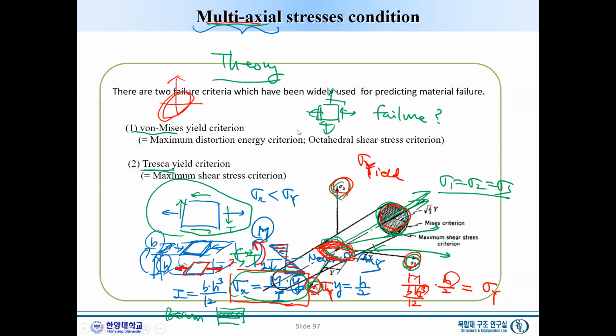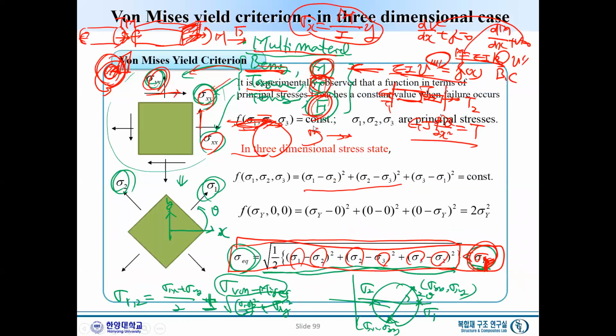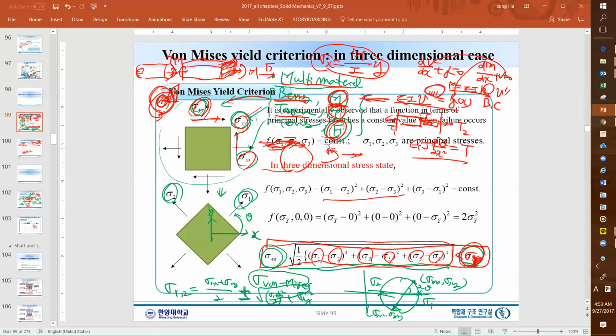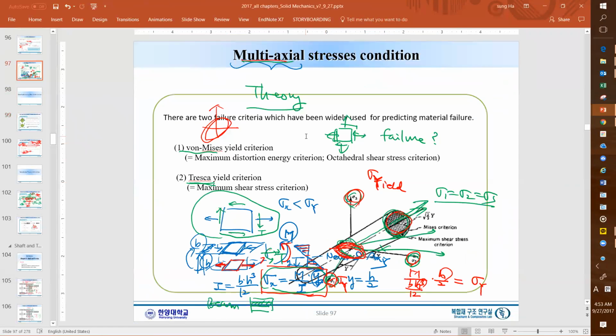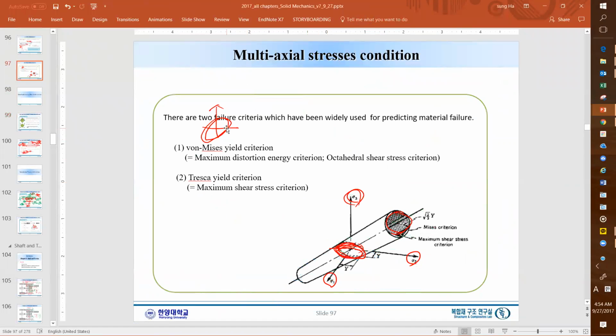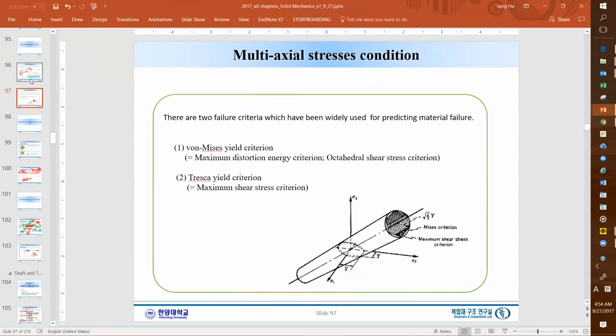Now, the main point of a failure criterion is the three-dimensional case. Three-dimensional case means that we have three-dimensional stresses, not just 1D. 1D means this level, but let's say we have 3D stresses, all 6 components. The question is: will the material fail or not? That's the question we need to answer. There are several theories.